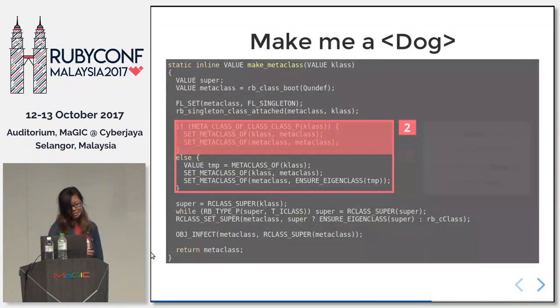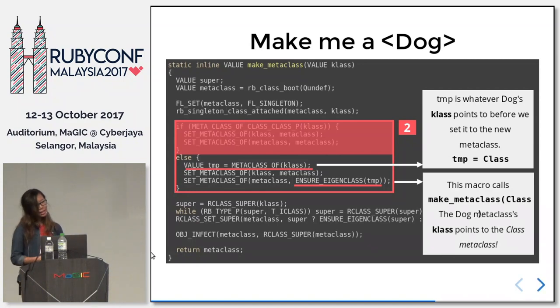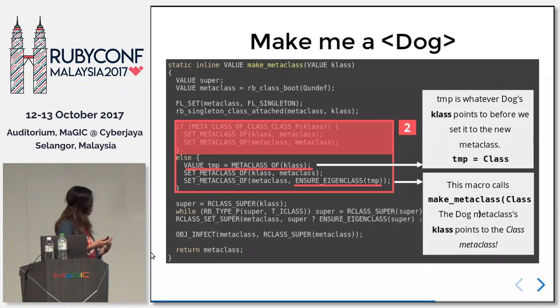Go back to our function. This something has to do with this ensure eigenclass macro call. And basically, what this returns at the end of the day is the metaclass of Class. So the class of Dog's metaclass is going to be the metaclass of Class. And if the metaclass of Class doesn't already exist, we have to go and make it, right? So we have to call make_metaclass on Class.